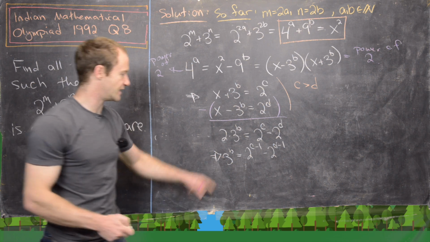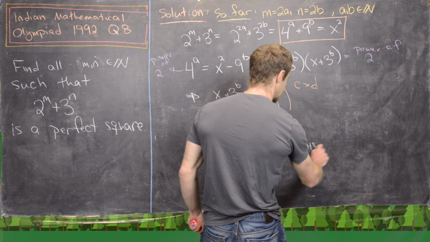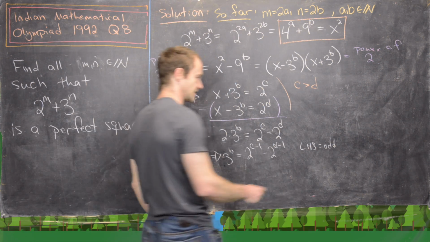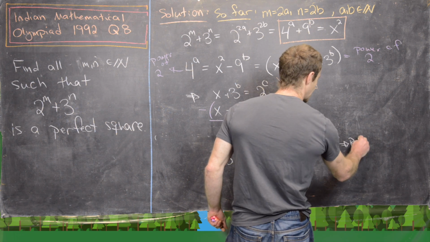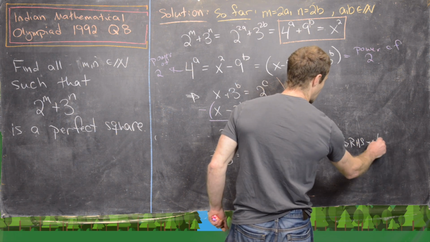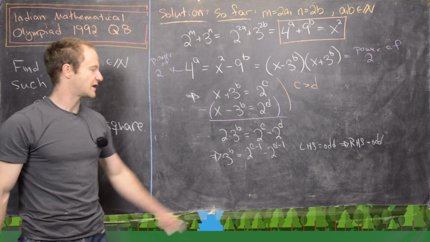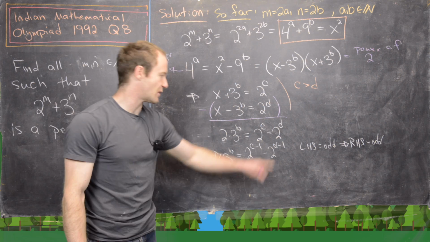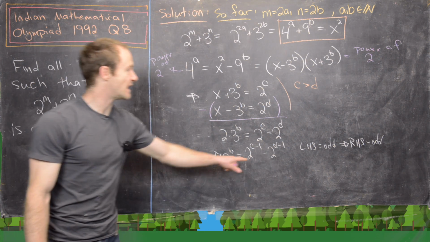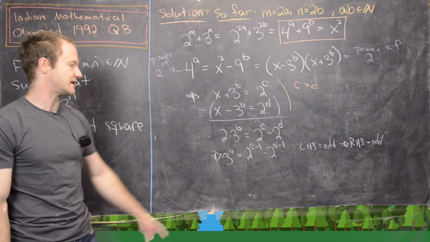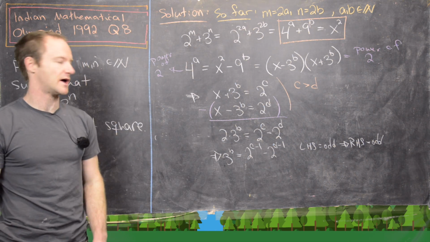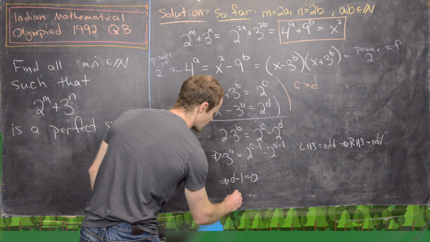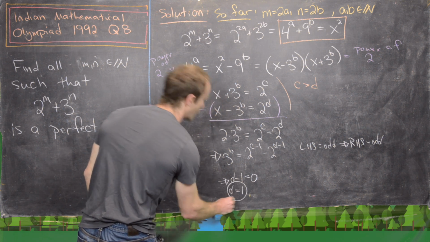And another thing that we want to notice is that the left-hand side of this equation is odd. Well, it's a power of 3, so that's obviously odd, which implies that the right-hand side of this equation is also odd. But if the right-hand side is also odd, that means one of these exponents has to be 0. But this fact up here, that c is bigger than d, means that this d minus 1 has to be equal to 0. So now we have d minus 1 equals 0. In other words, d equals 1.